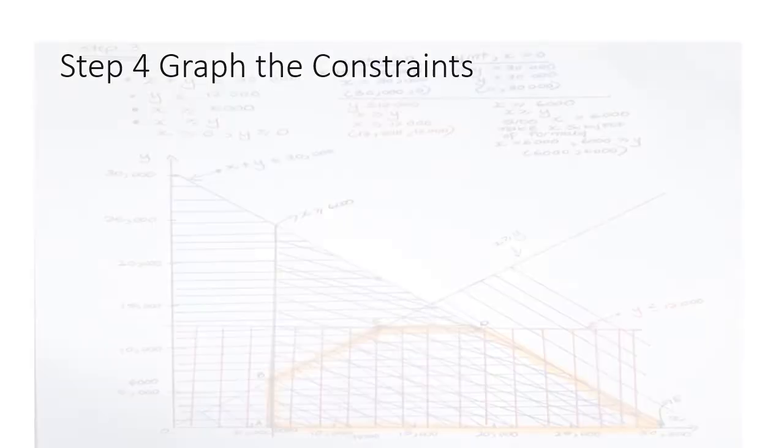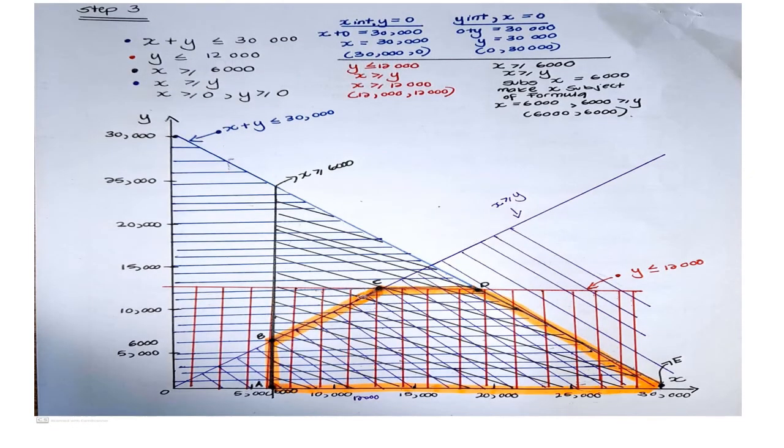Step 4 is to graph the constraints. In this step, I have drawn my graph, and in this graph, I have points labeled A, B, C, D, and E. I have graphed the constraints that we have identified.